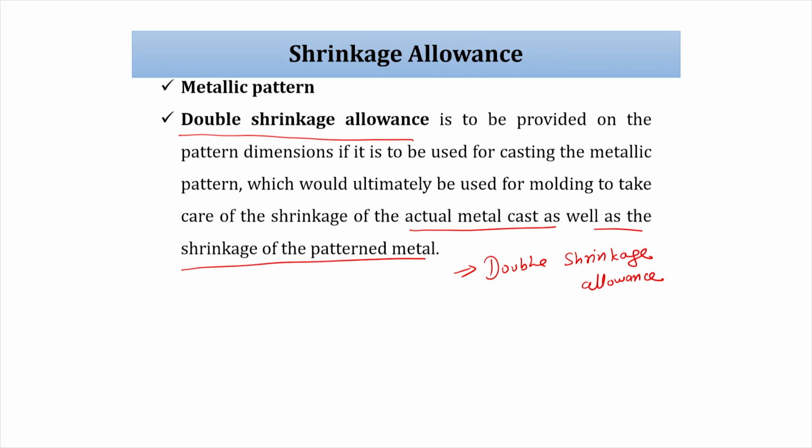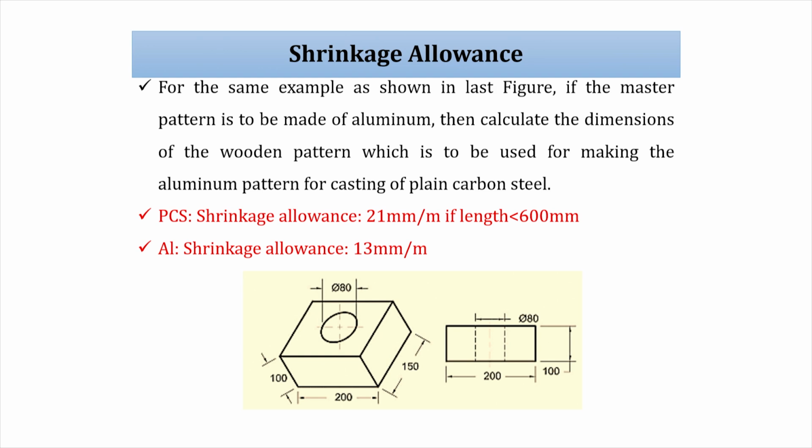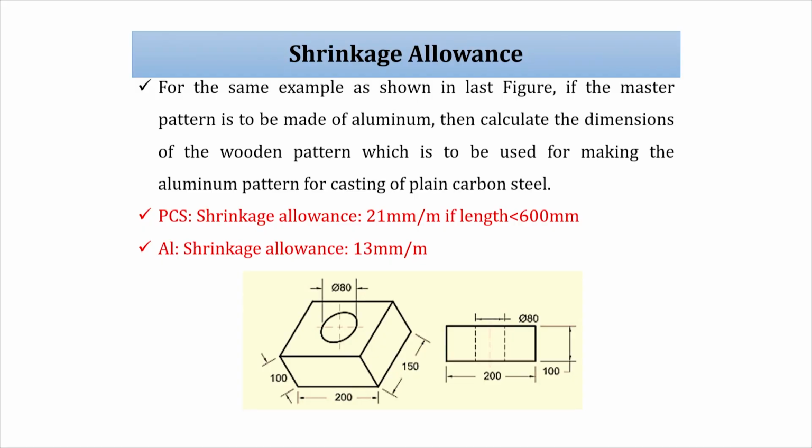First, we have to give shrinkage for the first material, what we have to cast, and on this shrinkage we have to give the master pattern. There are two metallic systems involved, so it needs two shrinkages, and you can solve these problems by adding both, or you can do them separately. You will see a numerical problem and then you can understand.